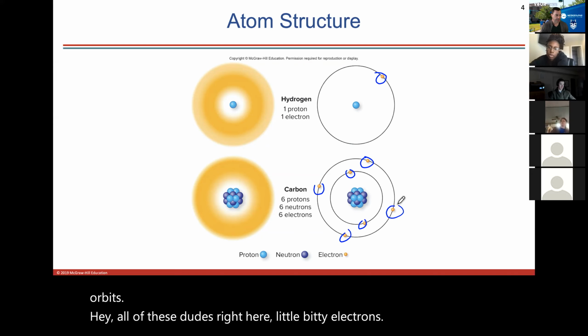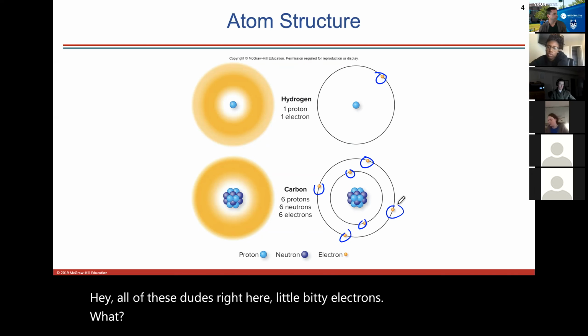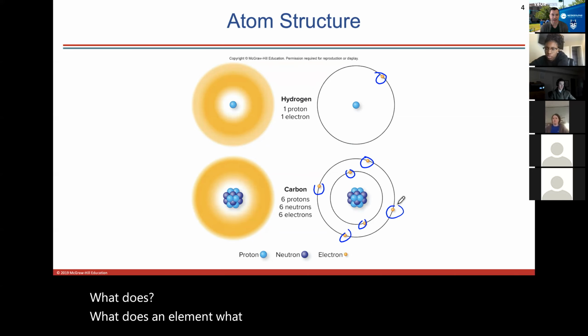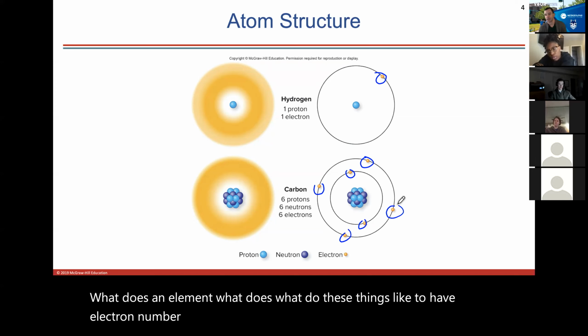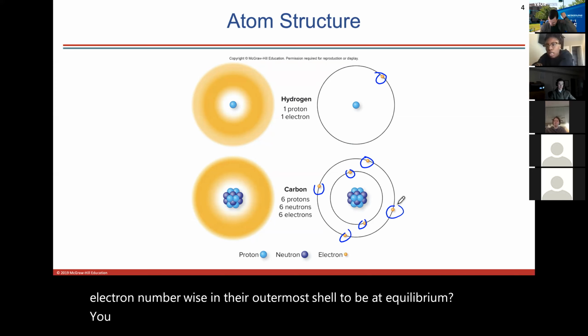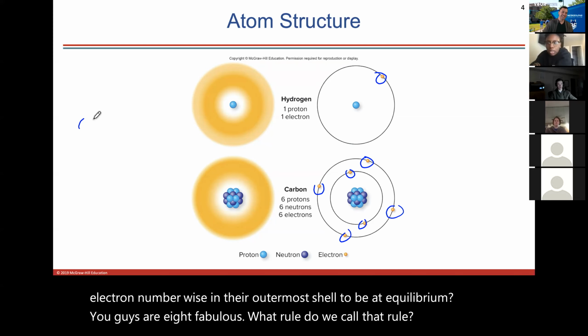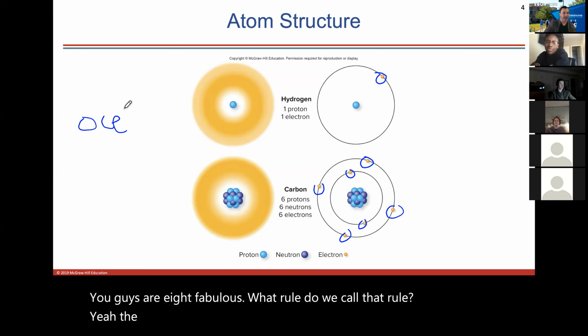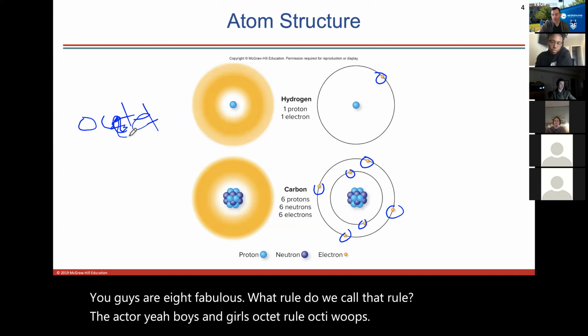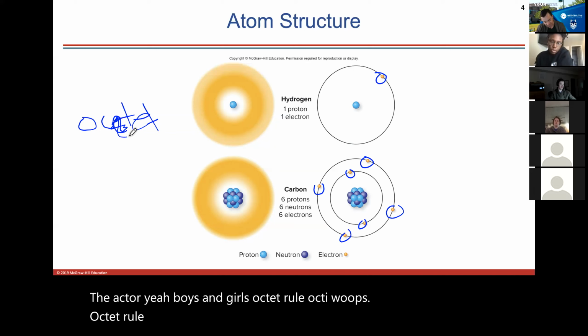What does an element, what do these things like to have electron number wise in their outermost shell to be at equilibrium? 8. Fabulous. What do we call that rule? Yeah. The octet rule. Yeah, boys and girls. Octet rule. OCTET. Awesome. We'd love to have 8 electrons.